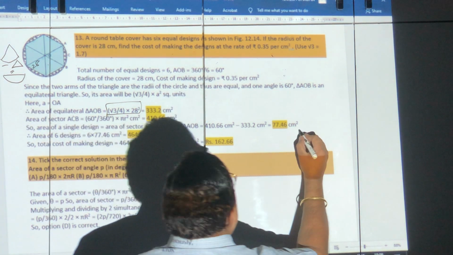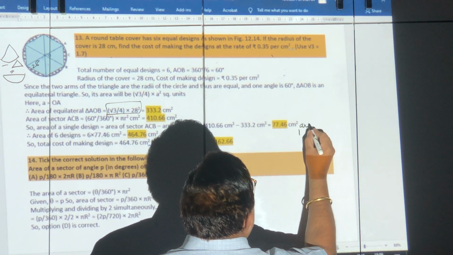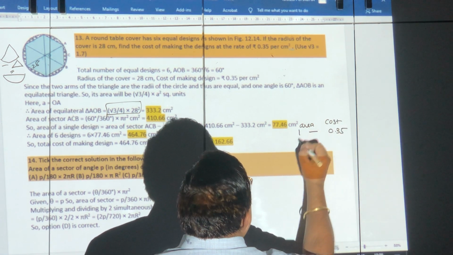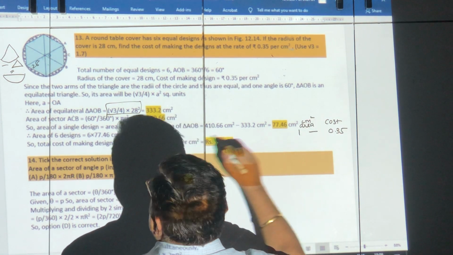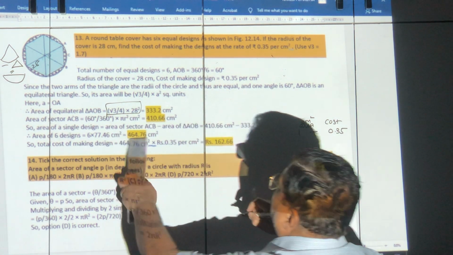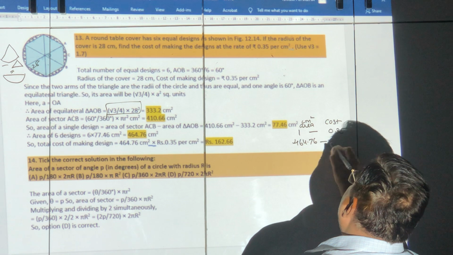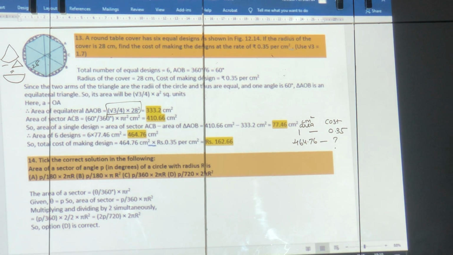So for 1 centimeter square area, the cost is 0.35. Okay, area in centimeter square. And now when I subtract, I get 464.75 area. How much is the cost? This is like 5th standard, so nothing great. Now this sum is 3 marks in the exam.